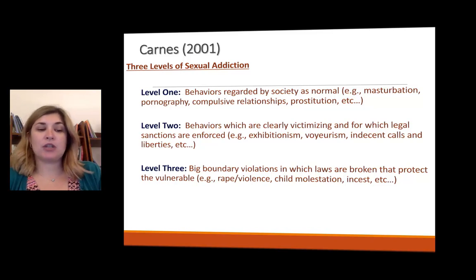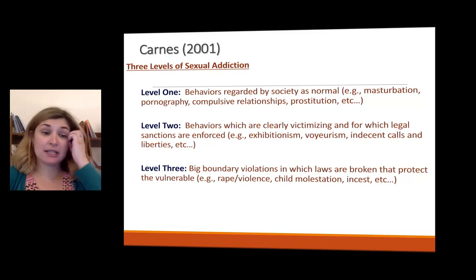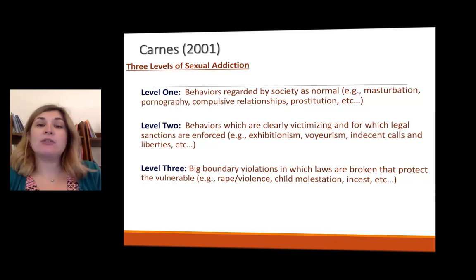Level 2 of sexual addiction are those behaviors that are victimizing and that have legal sanctions against them. These behaviors include exhibitionism, voyeurism, indecent calls. And level 3 sexual behaviors are the severe boundary violations and are also illegal. They are laws established to protect the vulnerable. These behaviors include rape, violence, sexual behaviors, child molestation, or incest.